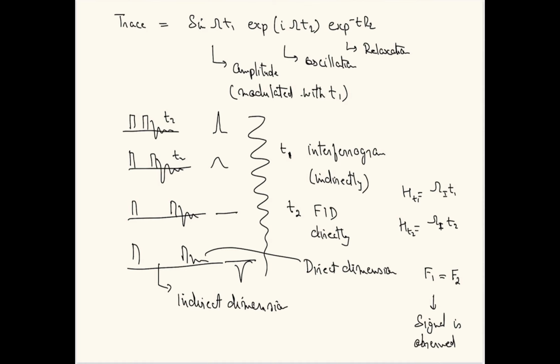And at all other conditions the signal is not observed. So what does it mean? If I now try to look at how the spectrum will look like for that trace, if I call this the f2 dimension and this one the f1 dimension, and let's say I have two frequencies in f1 and two frequencies in f2, then my spectrum would look something like this.